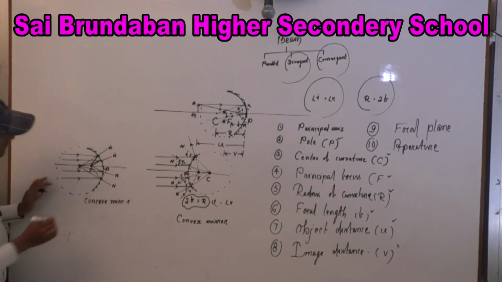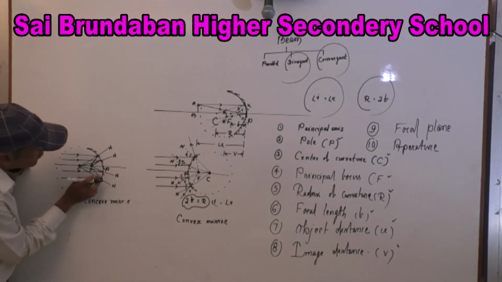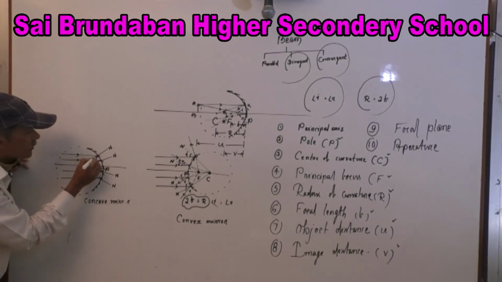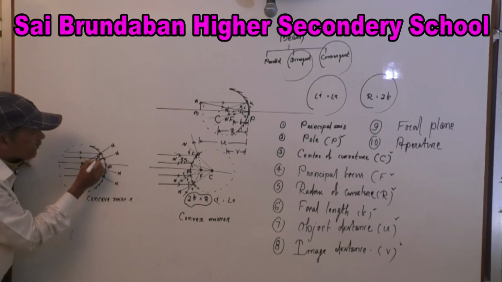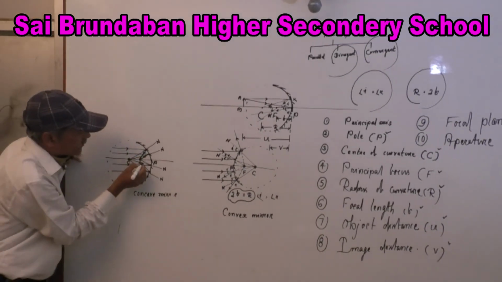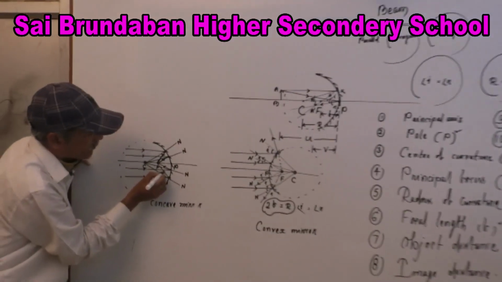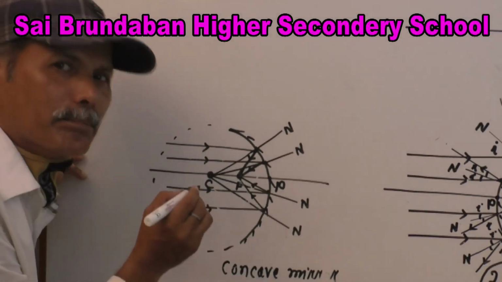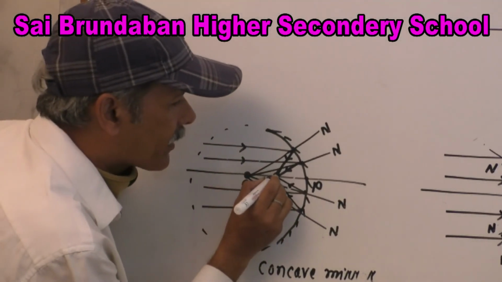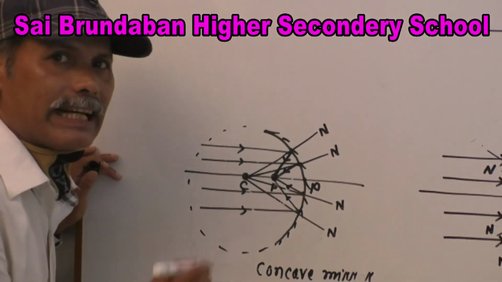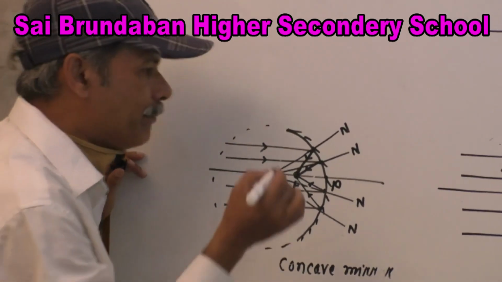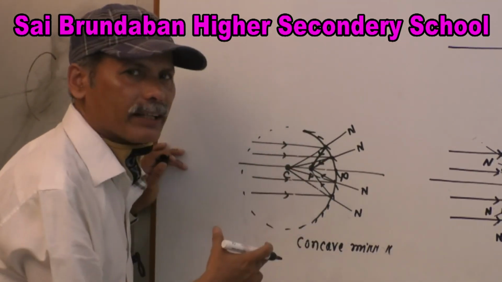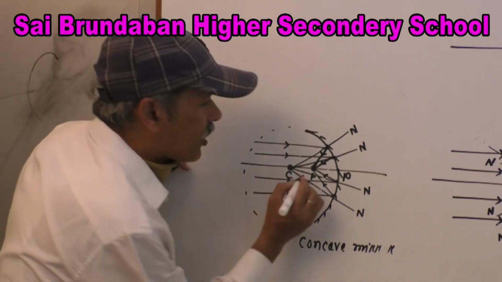Here you see, now these are the reflected rays. All the reflected rays are meeting at a point. They meet at a point, not appear to meet. They meet at the point. That point is called the principal focus.